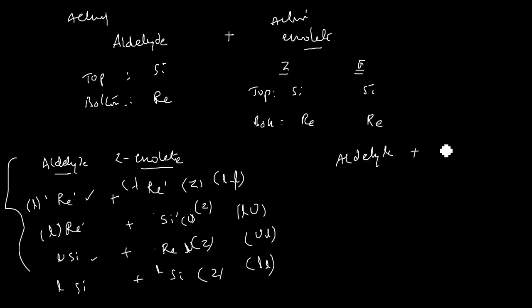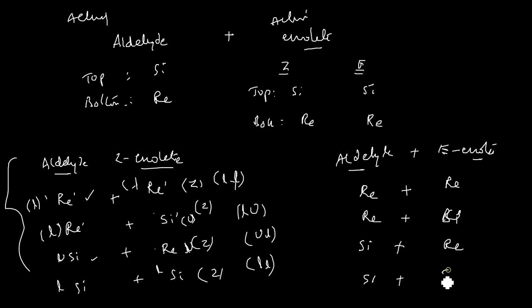Consider another possibility. Take the aldehyde again and consider the E enolate. Again, the Re face of the aldehyde can be approached by the Re face of the E enolate or by the Si face of the enolate, and the Si face of the aldehyde can be approached by the Re face of the enolate or by the Si face of the enolate. So these are like combinations and unlike combinations. So how many possibilities do you have so far? You have a total of 8 combinations.